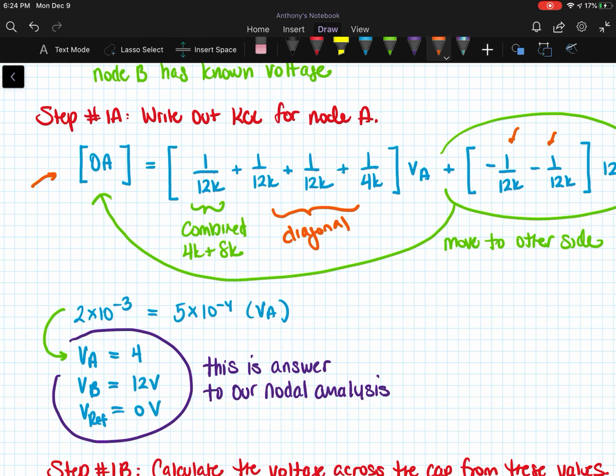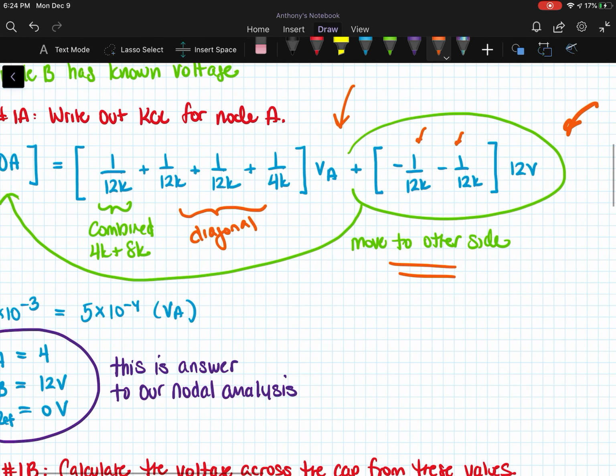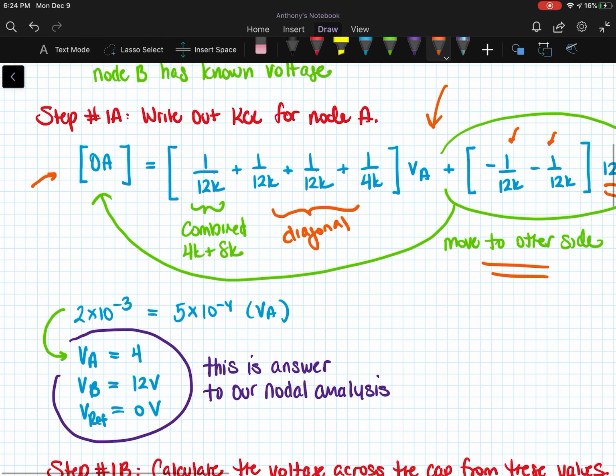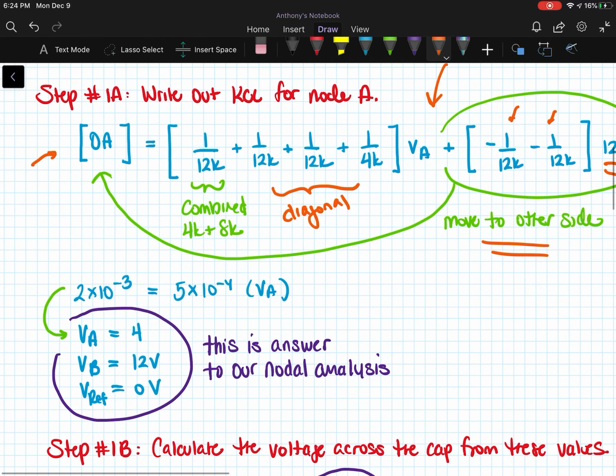So once we work out the math shown here, we have a constant, because anything multiplied by VB will be a constant. So we'll move that over to the other side. And down here, what you can see is essentially the same equation as above, except with all the numbers plugged in. So we have 2 times 10 to the negative 3 equals 5 times 10 to the negative 4 VA.